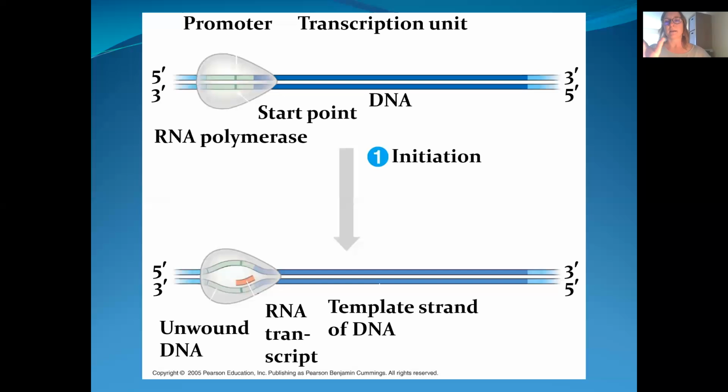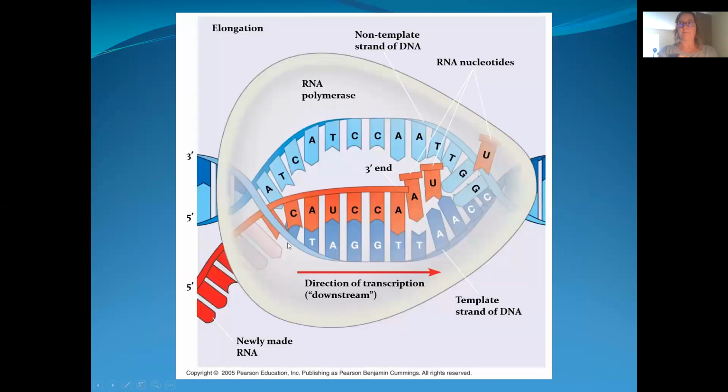Elongation, the next step, is building that complementary sequence. So the polymerase will read one of the strands of the DNA. The polymerase starts to unwind the DNA a little bit, and then it'll start making the complementary sequence. So again, this is like zooming in into the RNA polymerase. It reads one of the strands, and it's building the complementary sequence.